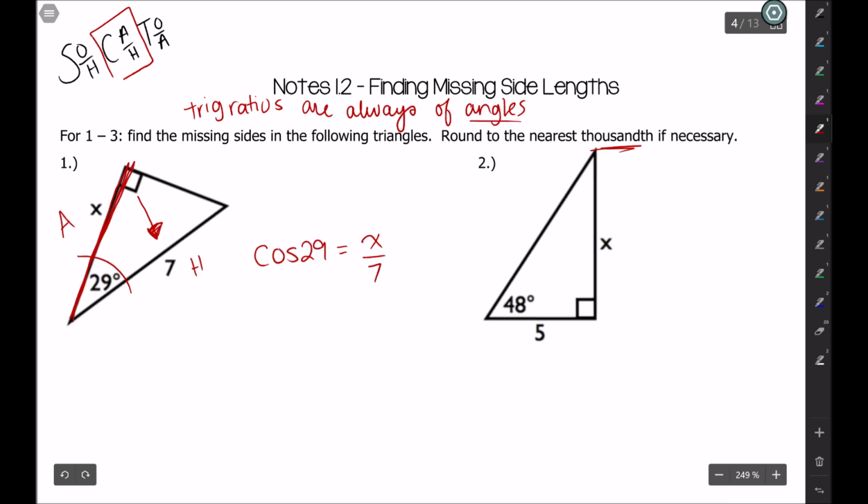Now my goal is to get this x alone. I want to figure out what this x is going to be. To get the x alone, I have to get rid of this divided by 7. So to get rid of divided by 7, I'm going to multiply by 7, and this 7 and this 7 will cancel out. But whatever I do to one side, I do to the other side. Be very careful that you write the 7 in front of the cosine, because we don't want to multiply the angle of 29 degrees by the 7. We want to multiply the ratio of the cosine of 29 degrees by the 7. So we end up getting 7 times the cosine of 29 is equal to x.